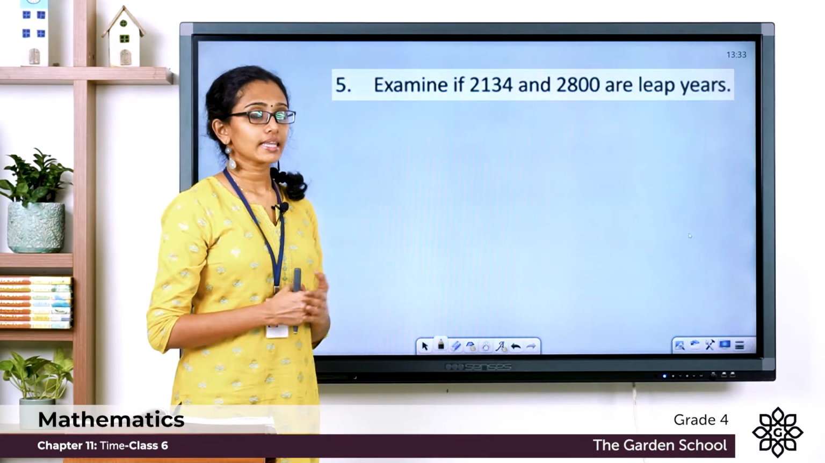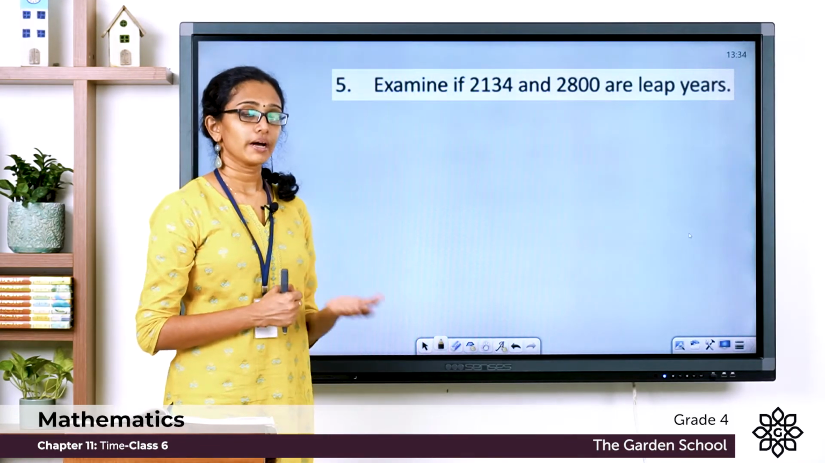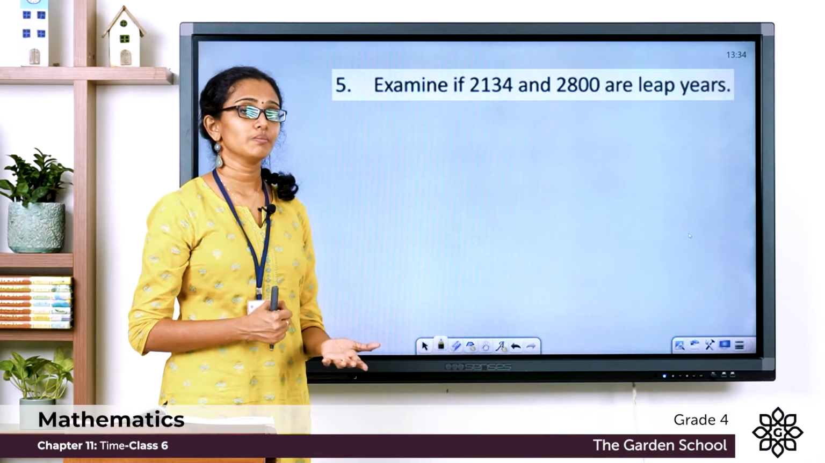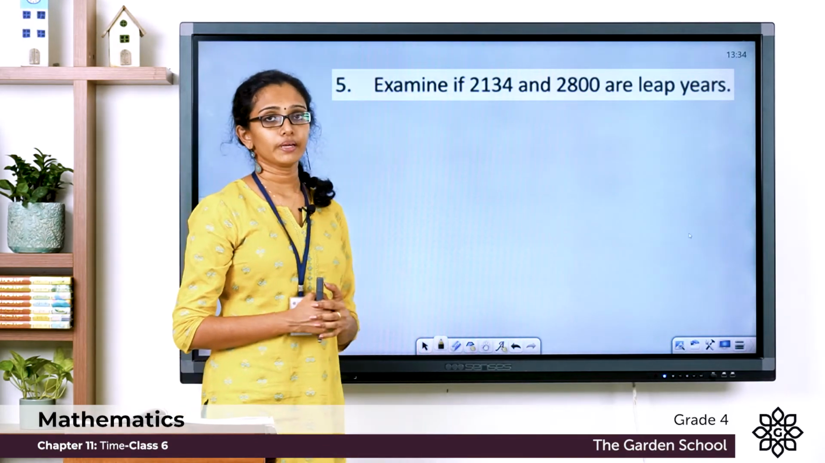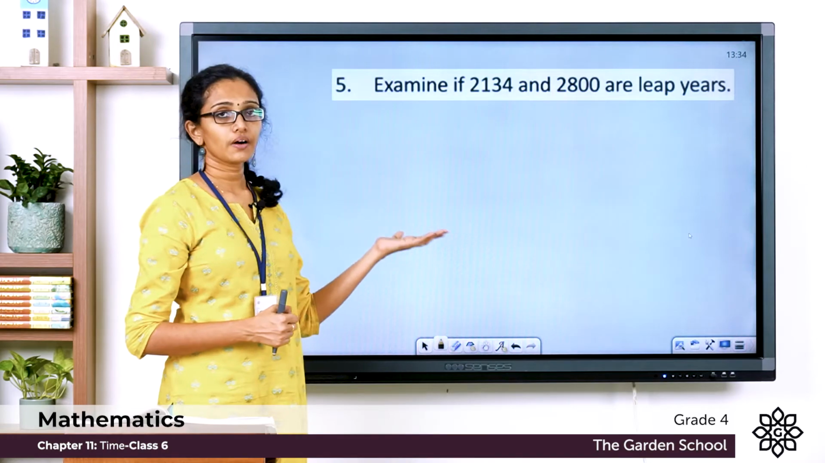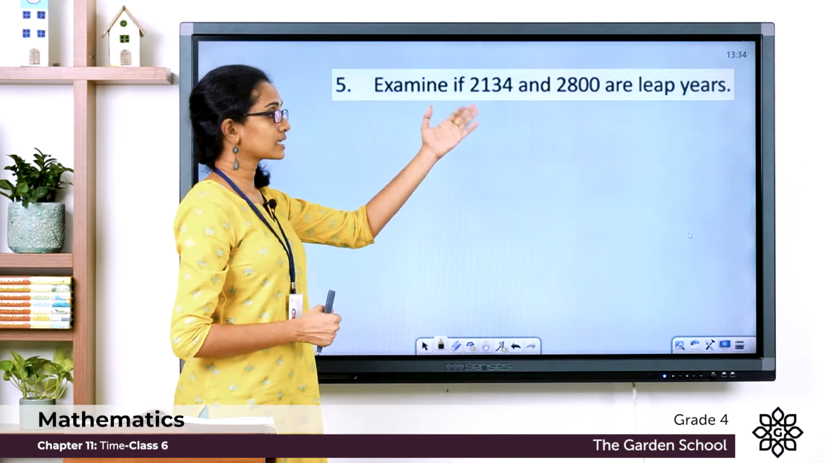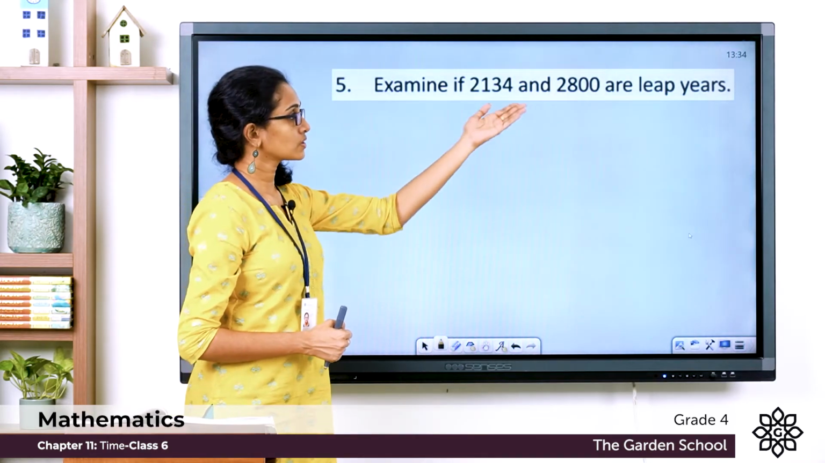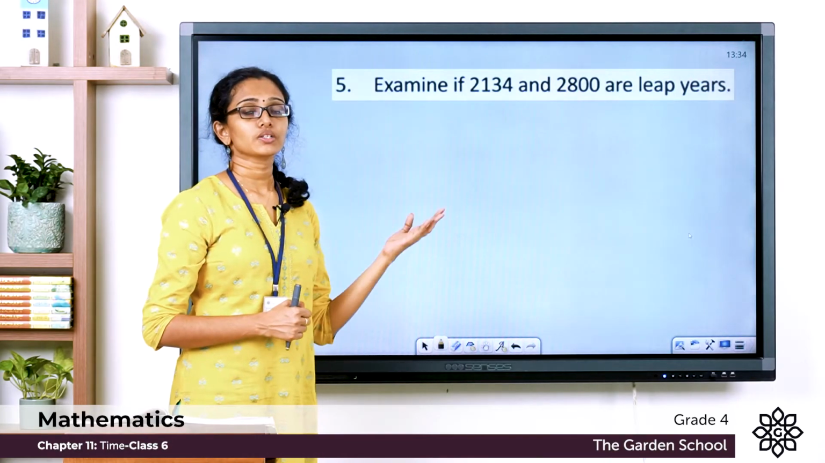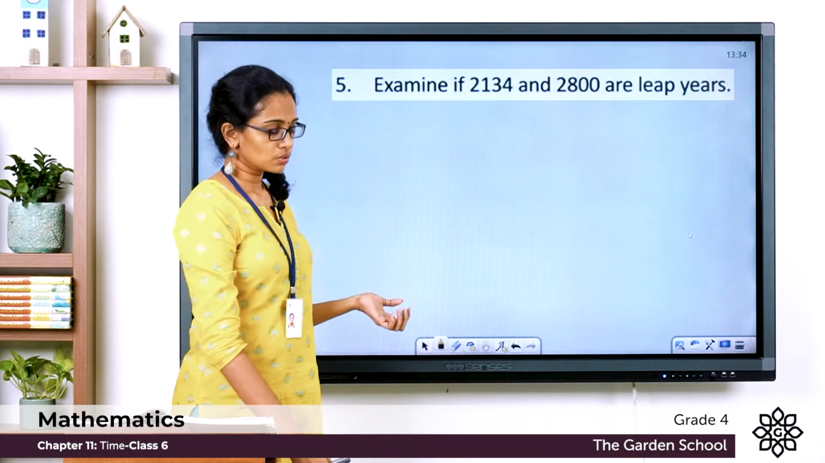You just divide the given year by 4, and if it is completely divisible by 4, it will be a leap year. So, what you have to do here? You have to divide 2134 and also 2800 by 4 and check the divisibility. So, let's do the division.